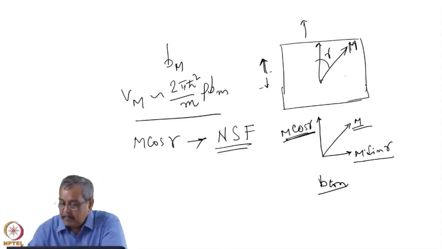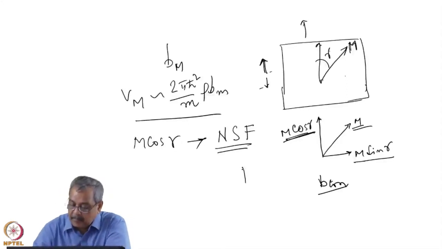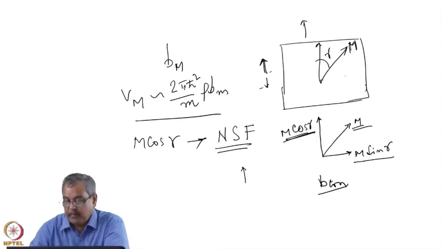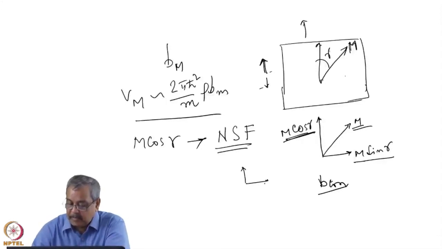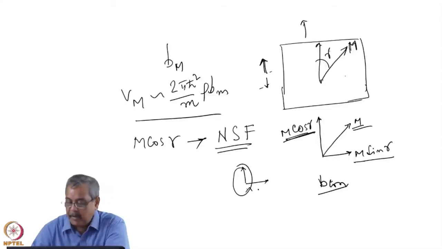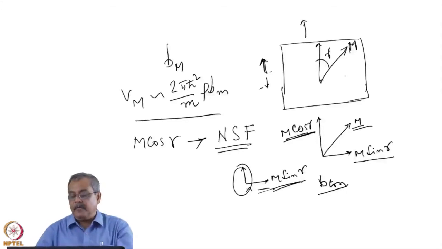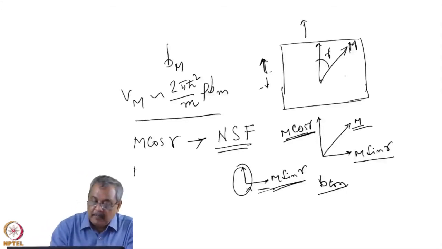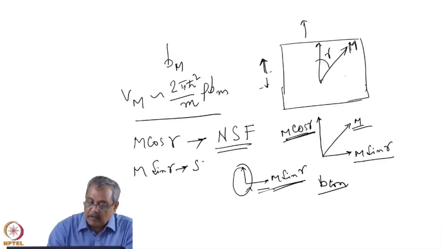And consider M sin gamma. Now this is the spin direction for the neutron and this is M sin gamma. This allows precession of the magnetic moment around M sin gamma, and this causes spin flip for the reflected beam. So M sin gamma is the one which will cause spin flip.